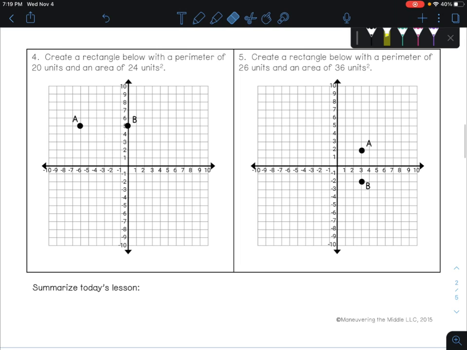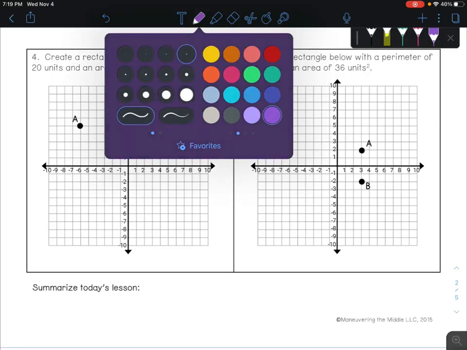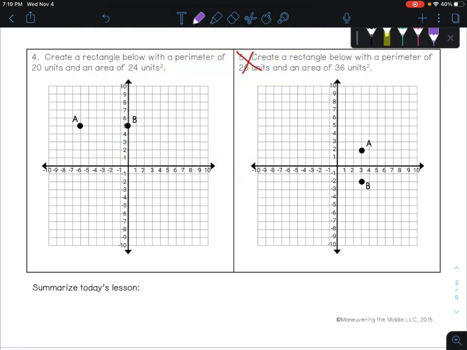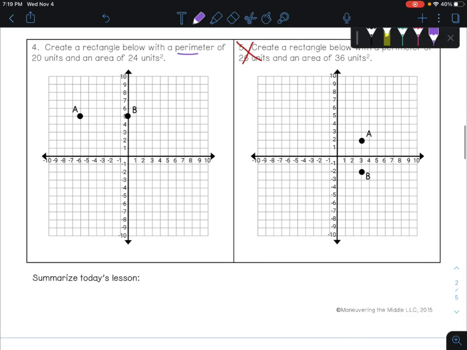Okay, and lastly, just a quick little example here. We're just going to actually look only at number 4. If you want to do number 5 on your own, you can. So create a rectangle that uses the points below, has a perimeter of 20. That means to add all the sides. And an area of 24 units squared. So area is when you do length times width.